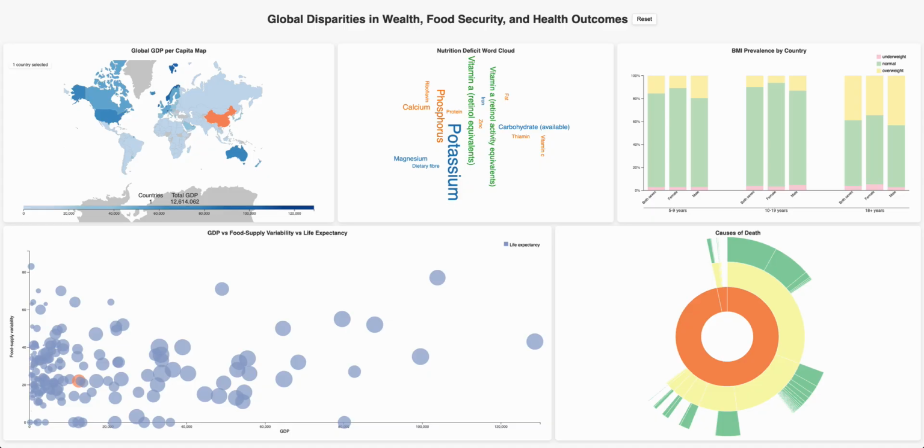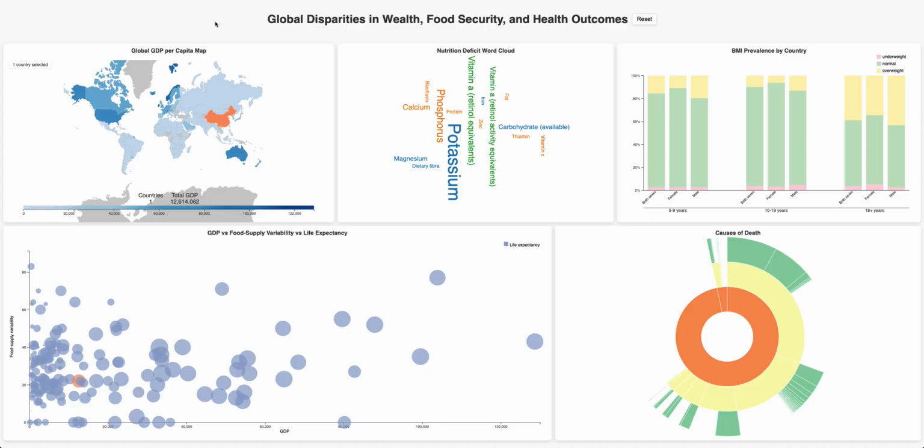Today we'll be walking you through our global disparities in wealth, food security, and health outcomes dashboard using D3. The objective is to reveal the connections between national wealth, food security, nutrition deficits, body mass trends, and health outcomes using these interactive tools. As disparities in GDP, food supply stability, and population health widen around the world, we believe that it is worth building a unified platform to explore these relationships.